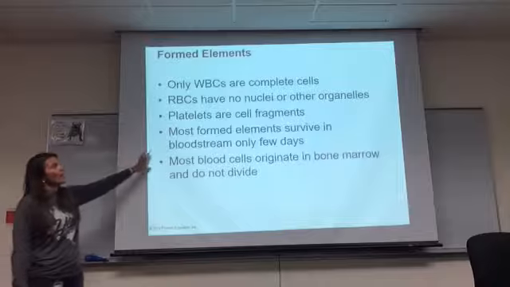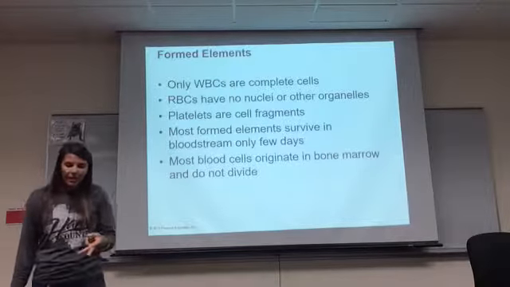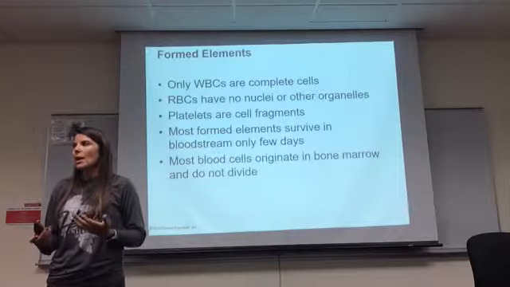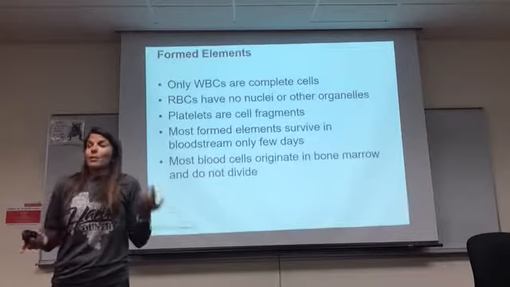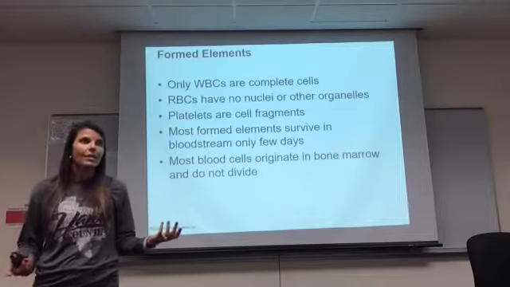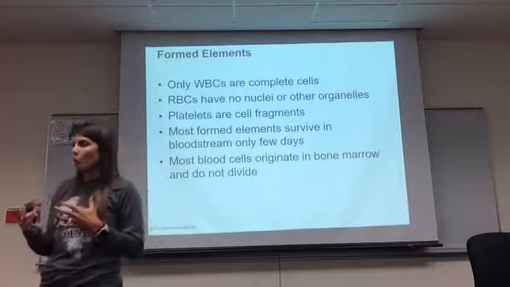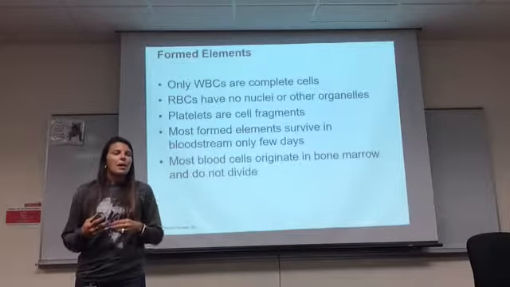Okay? Many of these cells, formed elements, red, white, and platelets, only survive for a few days. And then once they've carried out their function, they're destroyed, and we pee them out. Or you poop them out, which is what gives your feces that reddish, brownish color. And that's because of all the red blood cells that you're getting rid of.